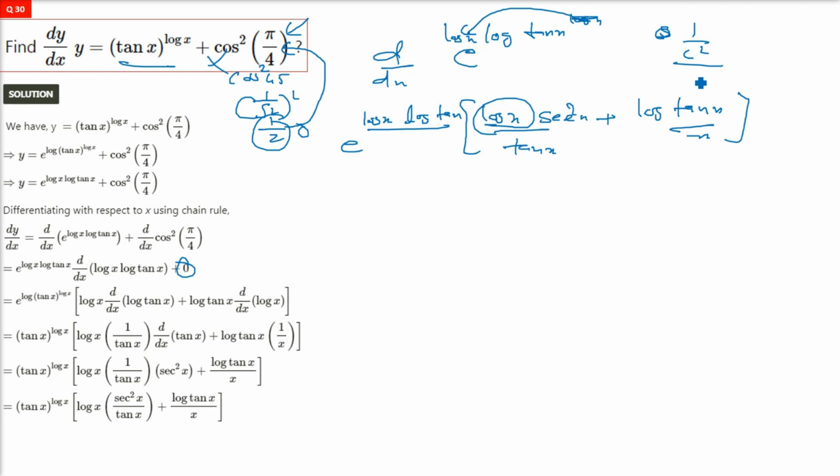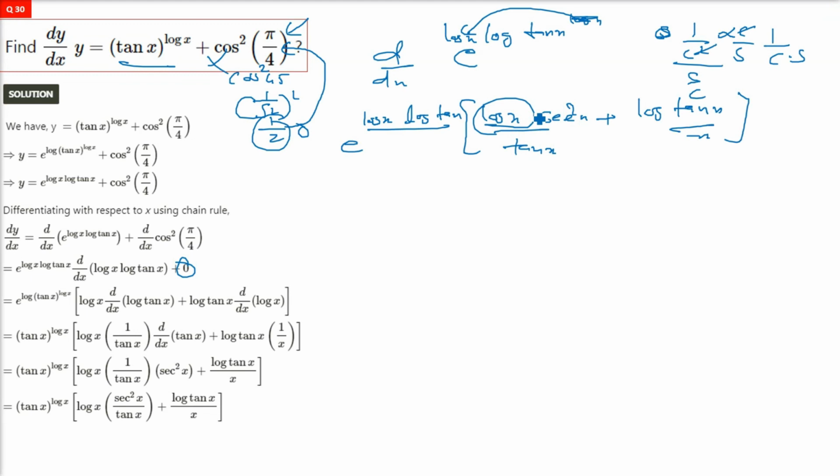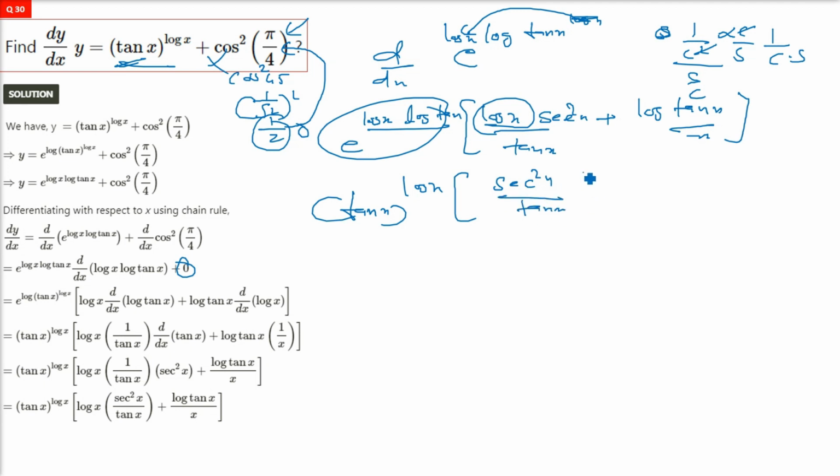Log x times 1 by 10x, times derivative of 10x which is sec square x, and then plus this log 10x times 1 by x. So this sec square x by 10x, it will be like that only. Sec square x by 10x, 1 by cos square, sin by cos, cos by sin, cancel. We will not get anything out of it. Okay, so better is to just write it like that. And what is this e to the power log x log 10x? It was actually 10x to the power log x. Okay, so 10x to the power log x, sec square x by 10x log x, plus this is log 10x by x. Now you see this is the final result. Same thing, this will be 0. Cos square pi by 4 is 0.